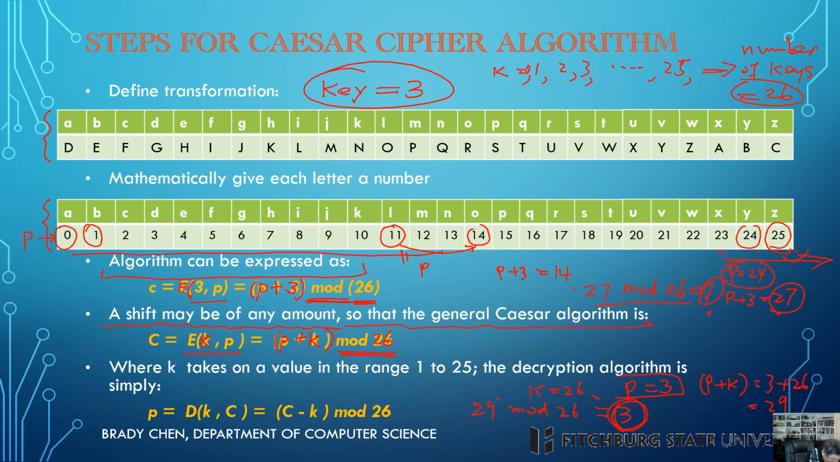Now the decryption is pretty straightforward. If encryption chooses the letter K positions down, then decryption should choose the letter K positions up, right? We move the opposite way. That's the reason the decryption algorithm is C minus K, where C is the ciphertext, and we also use modular 26 because we have to do the circular thing.